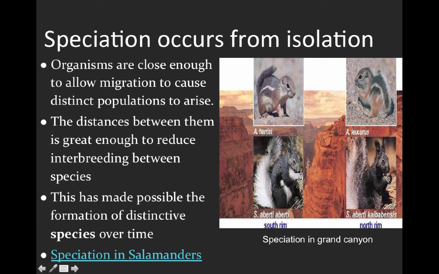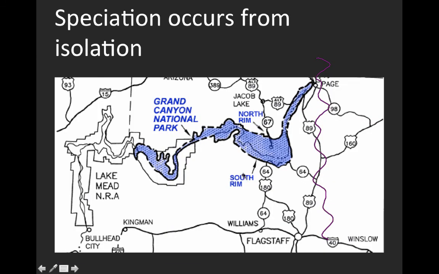Here we're going to look at these north rim and south rim organisms. We have our squirrel and our chipmunk, and we see between these populations, the south rim and the north rim individuals, they look very similar, again, like those meadowlarks. They're isolated. They become distinct separate species over time. So speciation occurred from isolation.